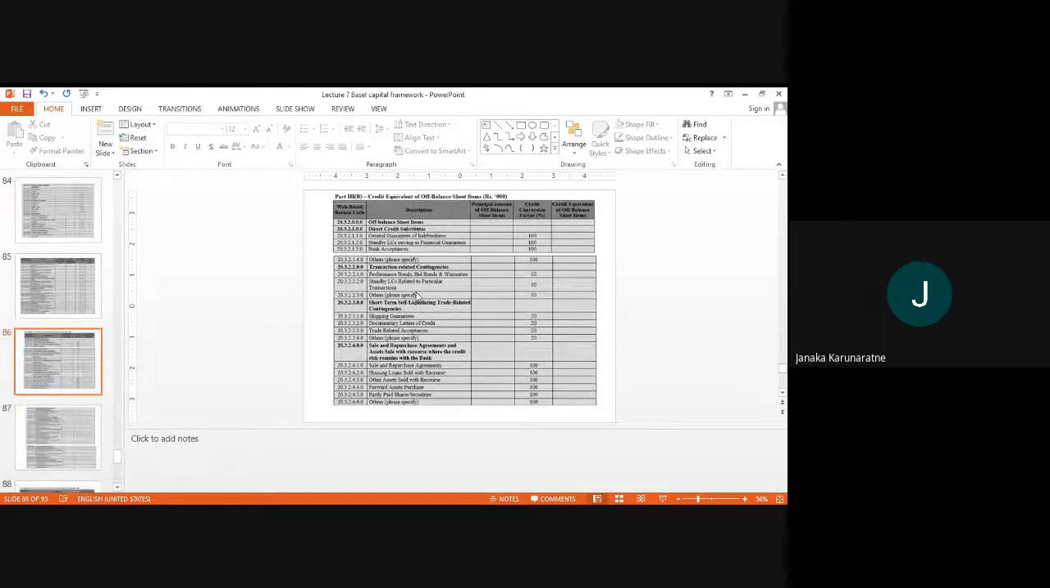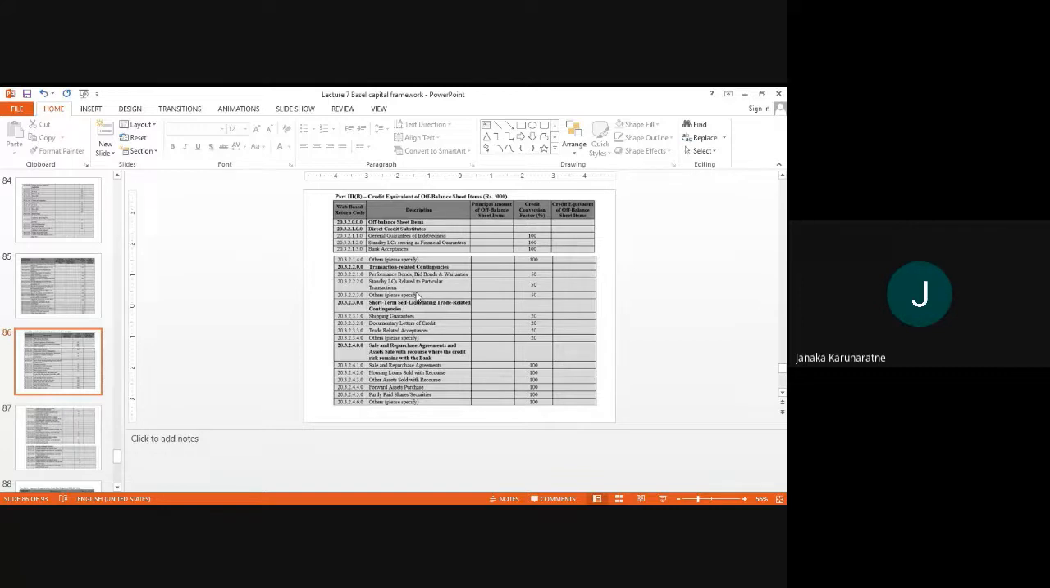Then another important thing. When you compute the capital for credit risk, it is not just for the on-balance sheet. You need to compute capital for the off-balance sheet items as well, such as direct credit substitutes, then short-term self-liquidating trade-related contingencies such as shipping guarantees and documentary letters of credit. So there are a lot of items. I'm not going to discuss each one.